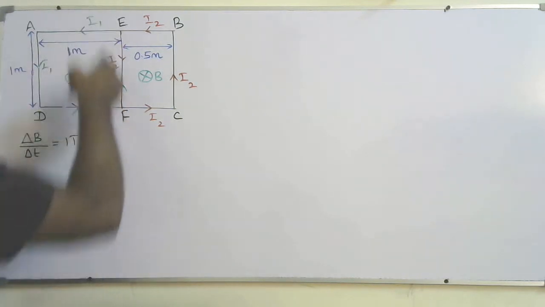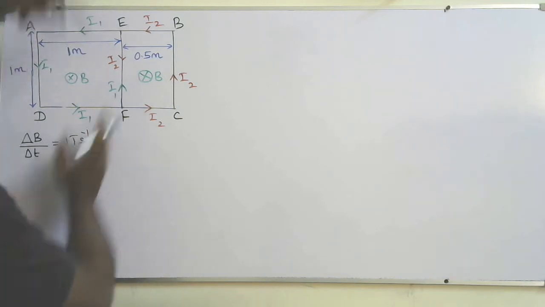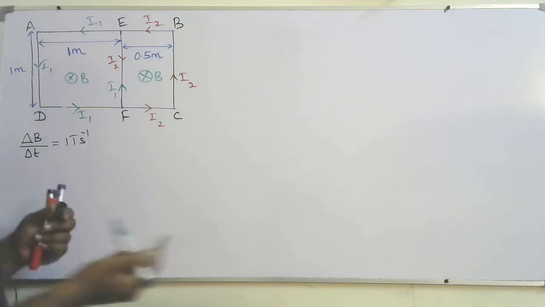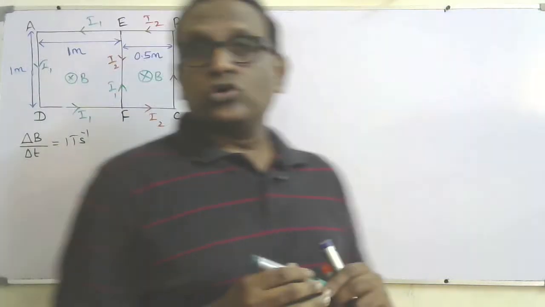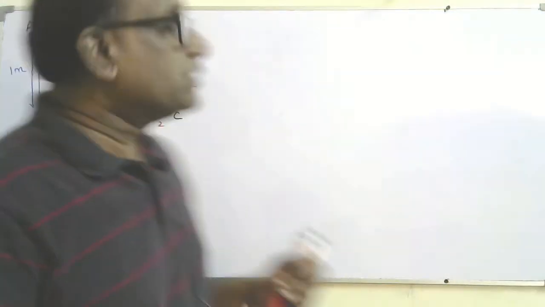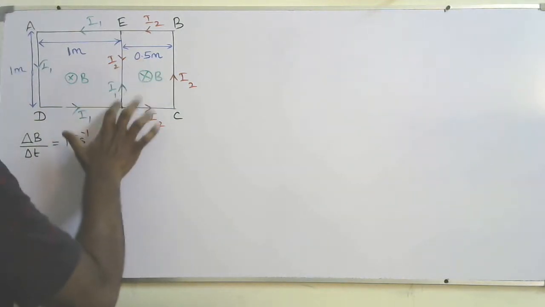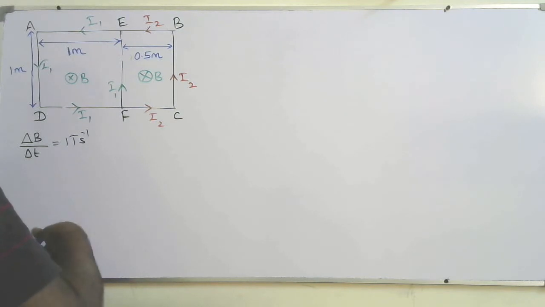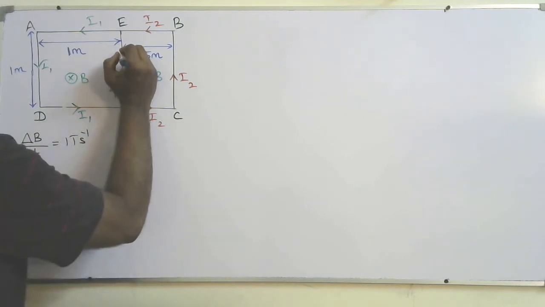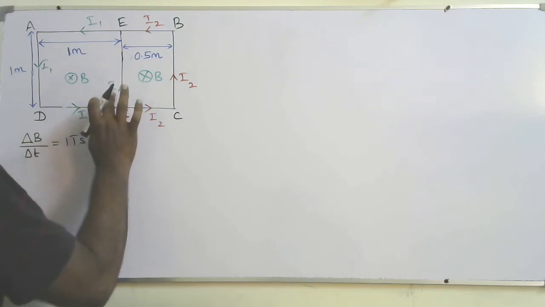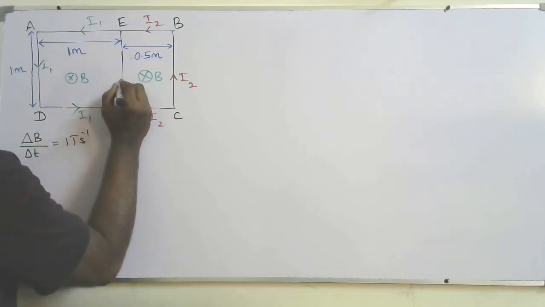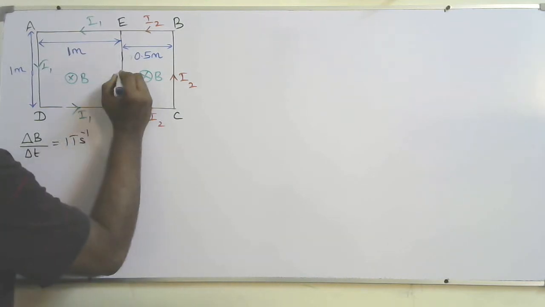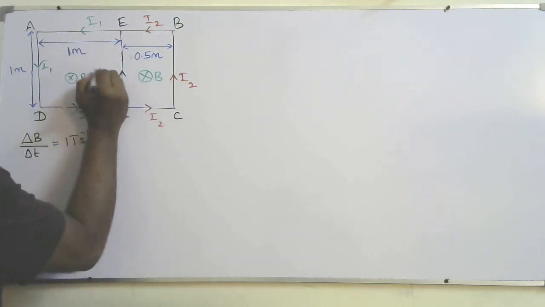On the rod EF, the current flows in opposite directions: I2 due to this loop, I1 due to this loop. We don't know which one is the larger current, so I'll take I1 as the largest current. The net current flowing on EF is I1 minus I2. The net current due to I1 and I2 will be I1 minus I2 on this line, in this direction, taking I1 greater than I2.